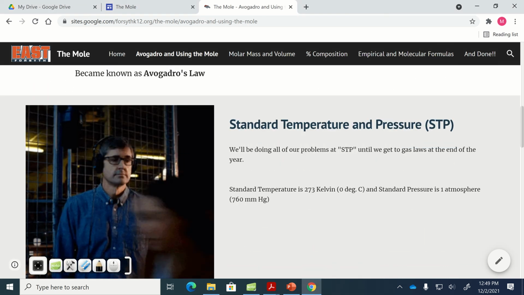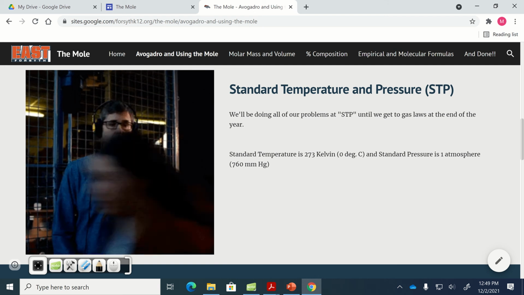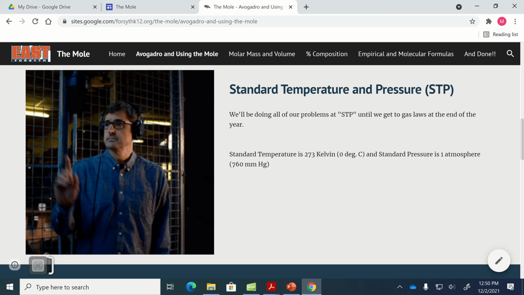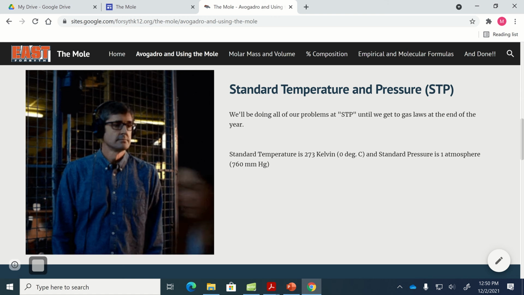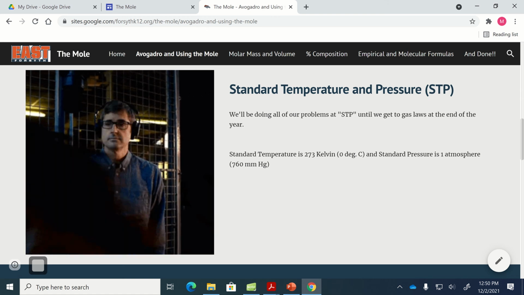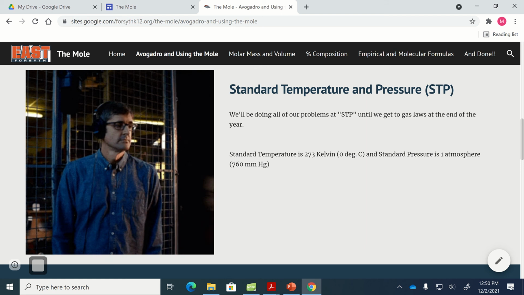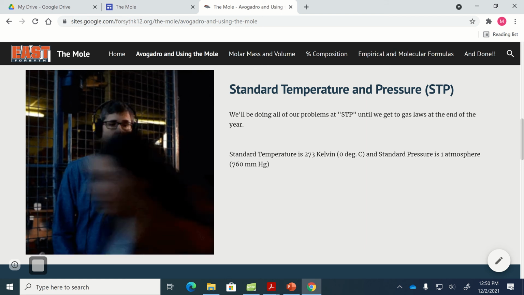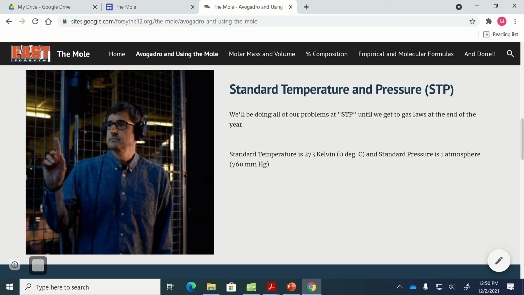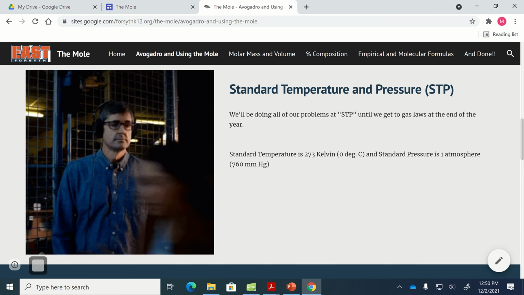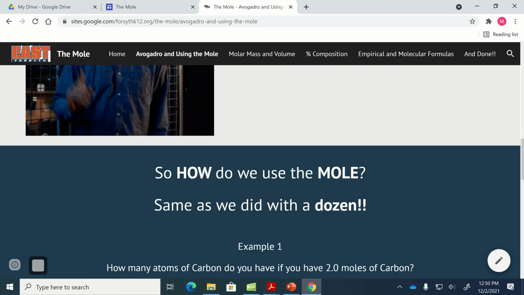So what the heck is standard temperature and pressure? Standard temperature and pressure, or STP, basically means that we have the substance at 273 Kelvin, or 0 degrees Celsius, and standard pressure is 1 atmosphere, or 760 millimeters of mercury. Don't worry about that so much. I only mention it because you'll see problems. They'll say you're at STP, standard temperature and pressure. It doesn't affect how we're going to do the problem right now, at least in this unit. We're not going to get too much into that until we get to gas laws near the end of the year.